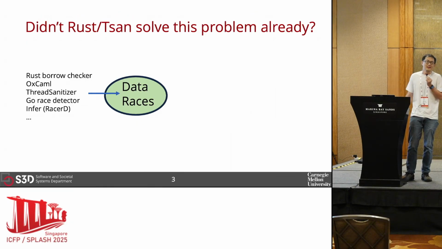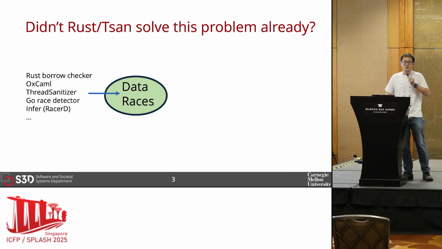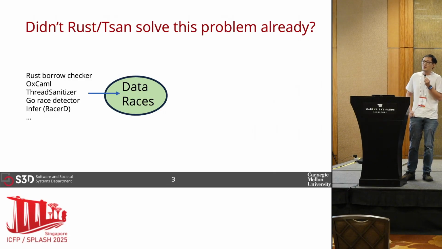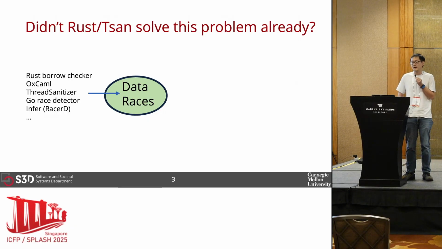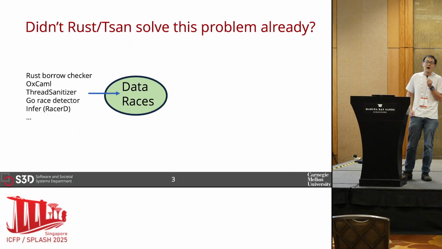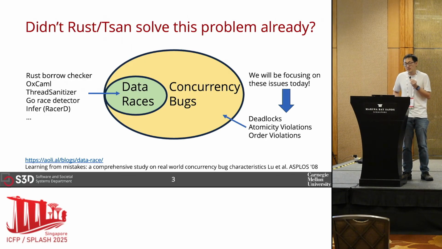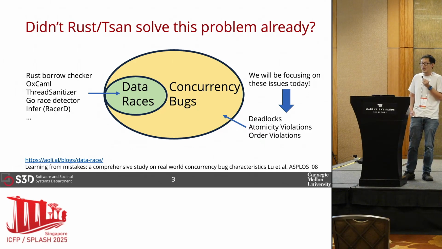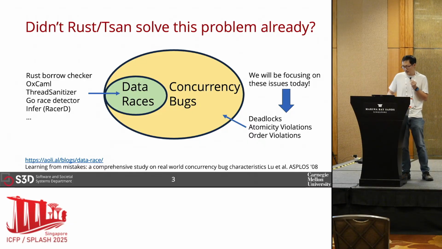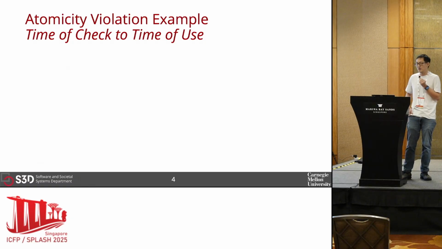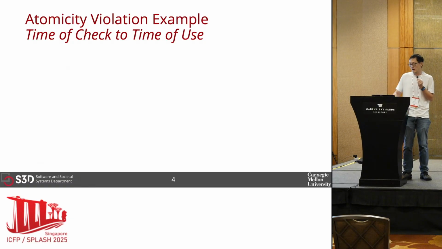Well, you may ask, hey, isn't this problem already solved? I'm writing Rust or I'm using Tsan, right? True and false. If your program has bugs caused by data races, yes, using Rust and other fancy tools like OxCaml and ThreadSanitizer may help you prevent those issues. But the issues I'm talking about today, such as deadlocks, atomicity violations, and other order violations, are not necessarily caused by data races.